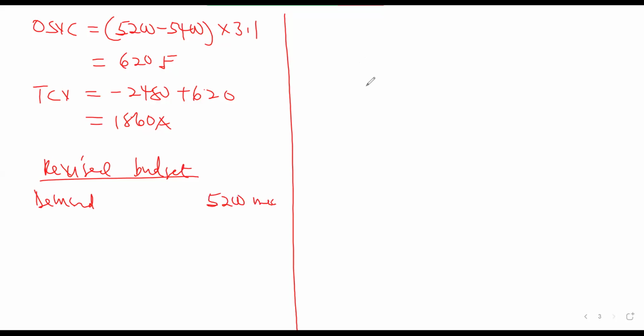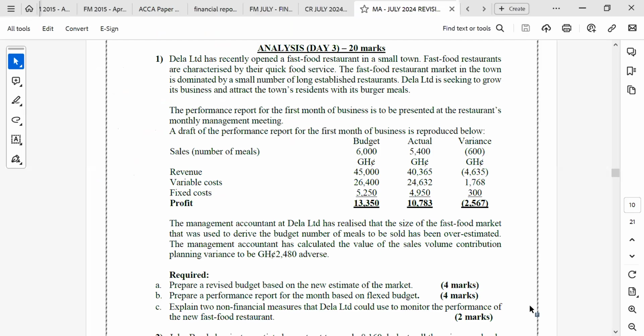5,200. Okay. So let's come to our revenue. What will be our revenue based on this? What are we estimating? What is our budgeted revenue for?